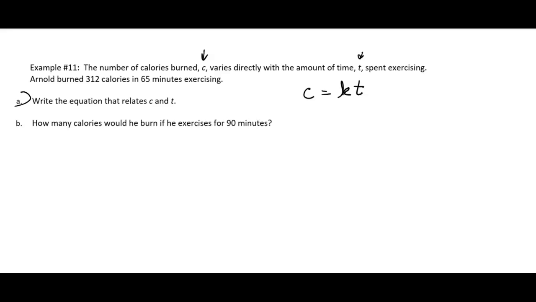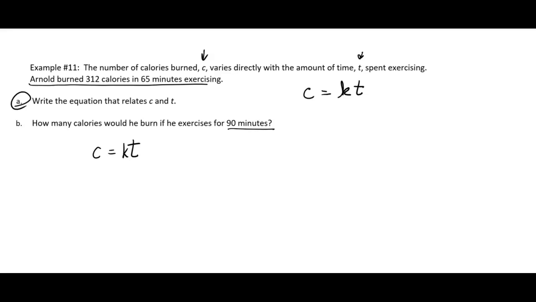So part A says, write the equation that relates C and T. There we go, we got it. C equals kT. Sometimes my k looks like an x. Now it says, how many calories would he burn if he exercised for 90 minutes? So what you have to do is figure out what k is. But they're going to give us the information right here.